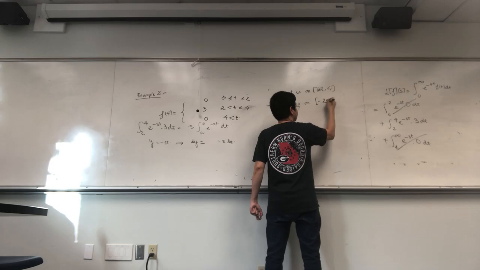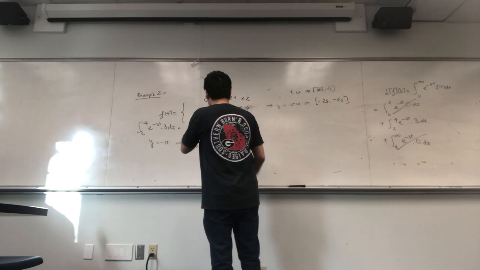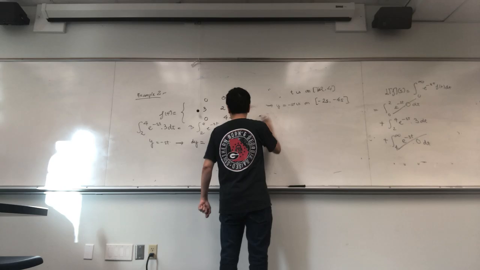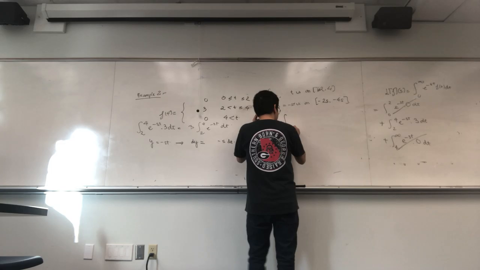All right, so I'm going to plug everything in here. This integral gives me minus 1 over s, times the integral from minus 2s to minus 4s of e to the y dy.